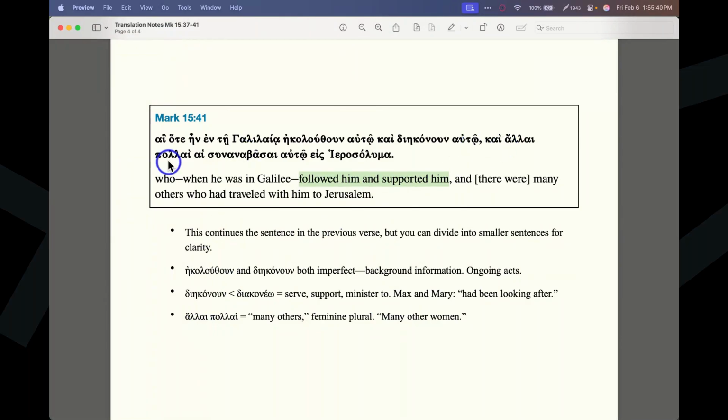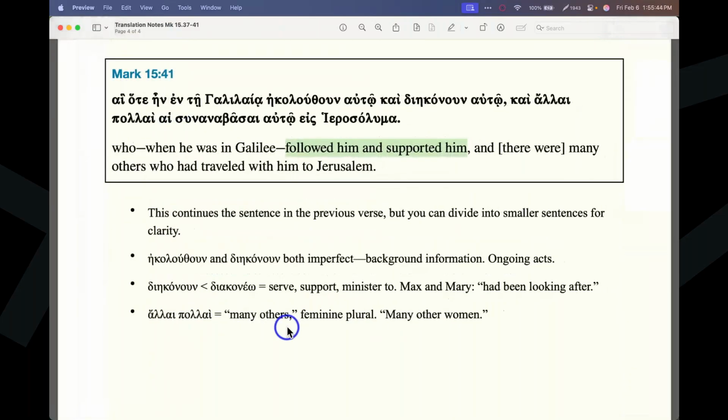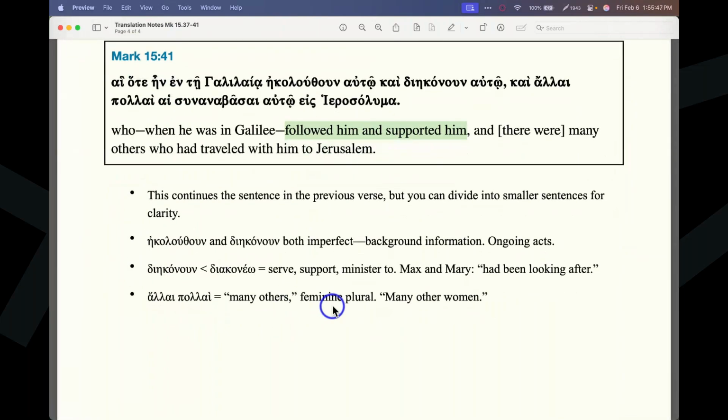We have halai palai, many others who traveled with him to Jerusalem. Now, this is feminine plural in Greek, whereas a masculine plural, you think about Spanish or French the same way, a masculine plural could include men and women, or it could be only men. A feminine plural can only be all women. If you had one man and 99 women, you would still use the masculine plural. But the fact that we've got halai palai, that's feminine.